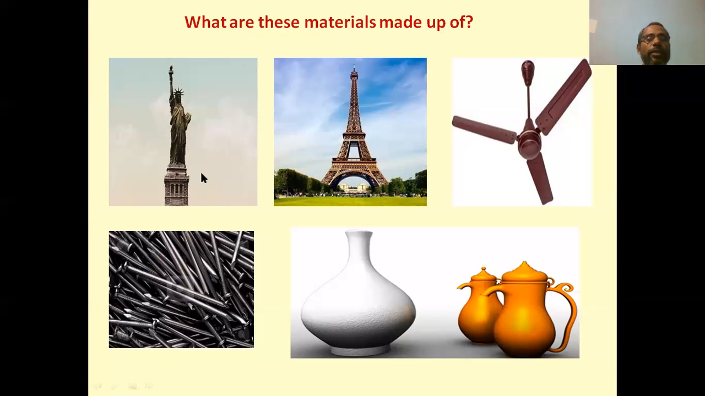Like this is a Statue of Liberty. This is the Eiffel Tower. This is a fan. This is a nail. This is a vessel made from silver, and these are vessels made from copper, right? If a question comes, how these materials are made and from which kind of substances, definitely the answer will be it's made from metals, right? Each of these materials has been made from some kind of metal. Now let us go to the next slide.